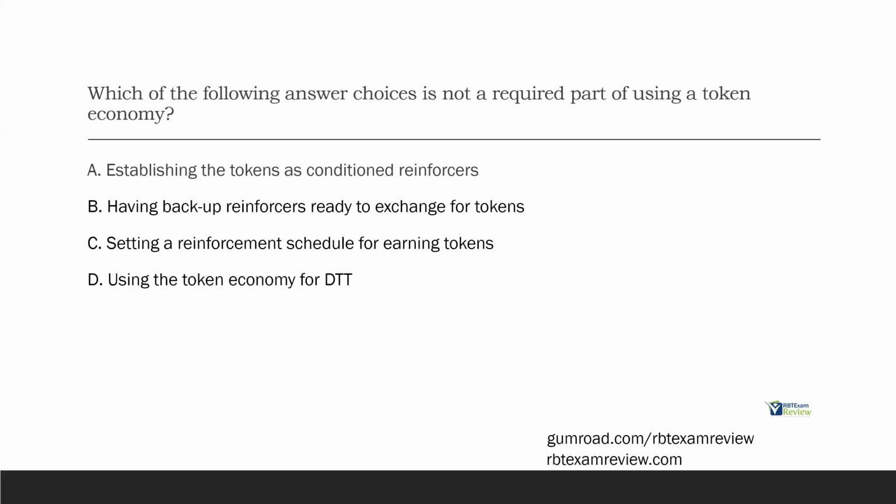Yes, we need to have some sort of schedule for earning tokens. What is that schedule going to be? That's up to your behavior plan and treatment plan, but there needs to be some sort of schedule for earning tokens. And then D, using the token economy for DTT. We don't have to use it for DTT. We can use it naturally. We can use it across environments, behaviors, whatever. So the best answer here is D. Using it for DTT is not a required part of a token economy. You can create a token economy and never use it for DTT. It's really up to you.